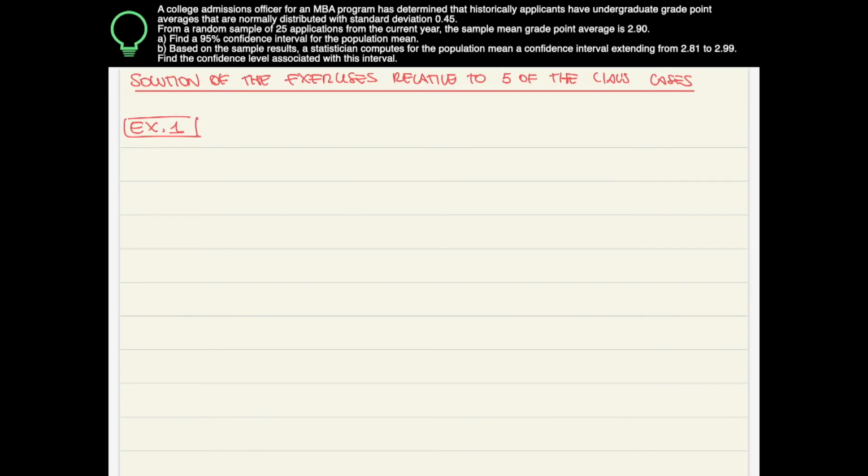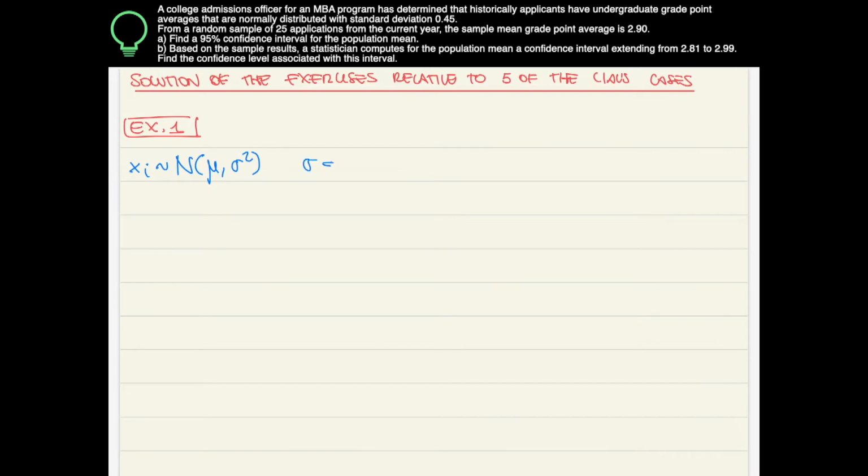A college admissions officer for an MBA program has determined that historically applicants have undergraduate grade point averages that are normally distributed with standard deviation 0.45. From a random sample of 25 applications from the current year, the sample mean grade point average is 2.90. So in this case, we are dealing with a normal population, mu sigma square.